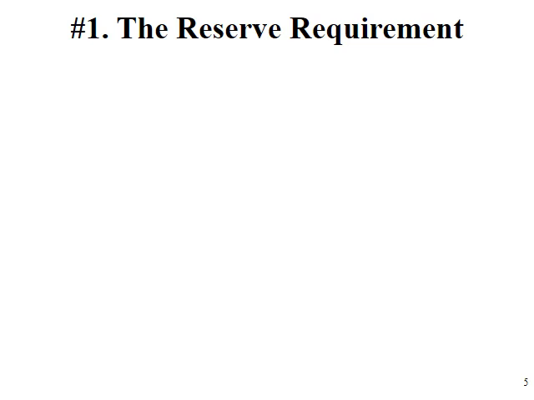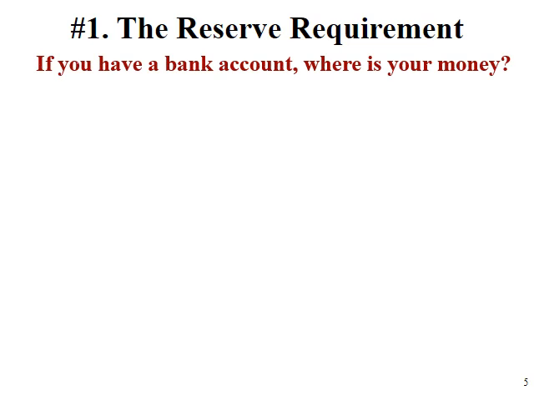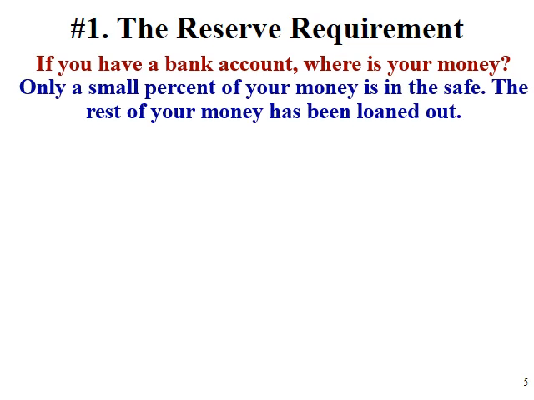So let's look at our first shifter of our money supply curve, the reserve requirement. And this goes to the question of, do you really understand how the banking system works? What happens when you put your money into a savings account or into a certificate of deposit, a CD? Well, for banks, what they're going to do is take the money that you leave in the bank and use it to earn a profit.